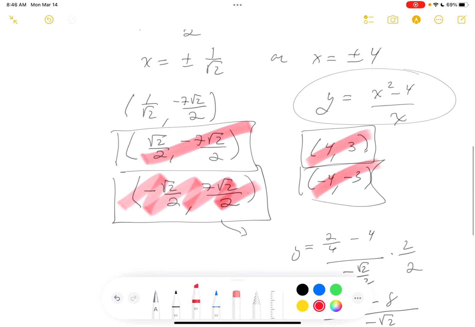Their question was the 4 points of intersection, and we found them. And it's really, that's all they were looking for.